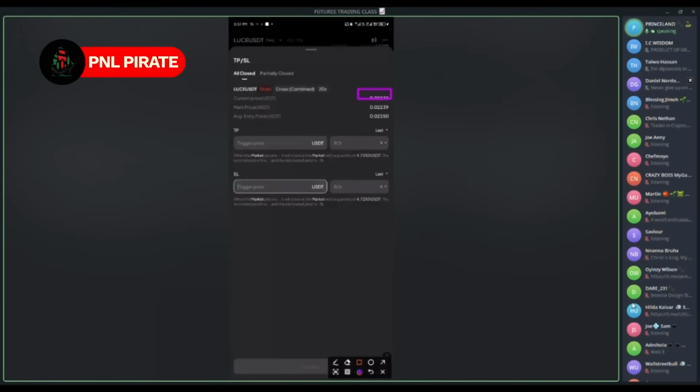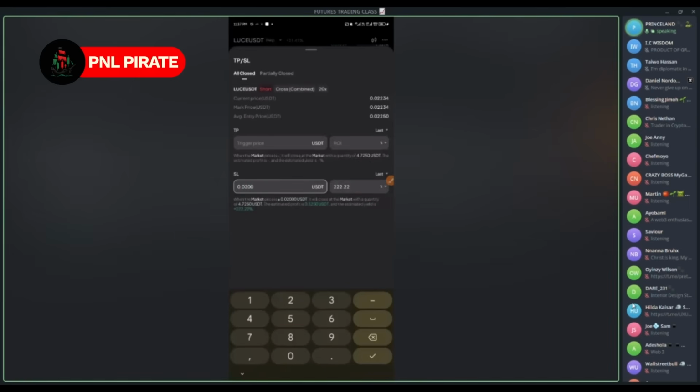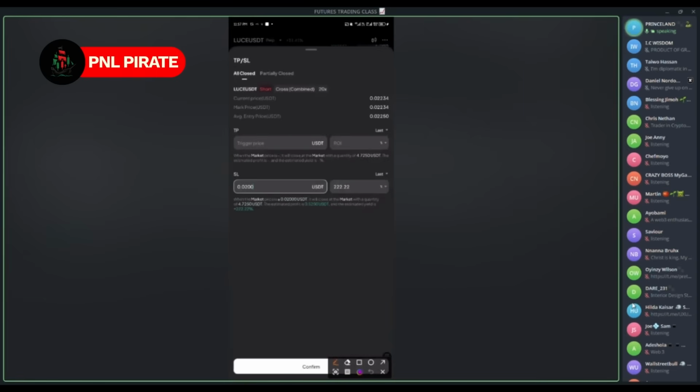Here is the price I entered. Here is the current price. See what I will do now. I will come to the stop loss button and set 0.02200. Now you can see that instead of using the stop loss against myself, I'm using it against the exchange. So when this pumps to 222%, it will close out for me. Do you understand? I'll make profit.